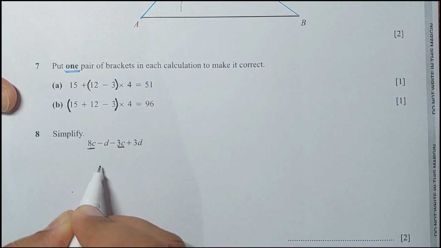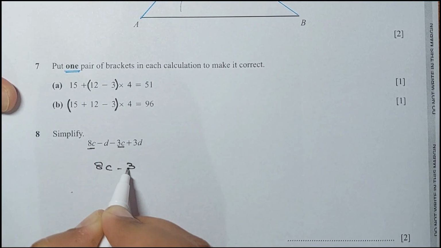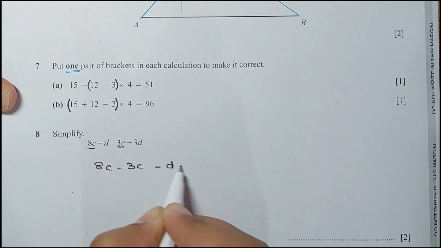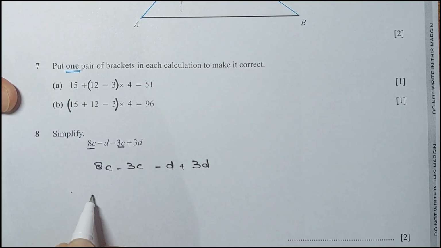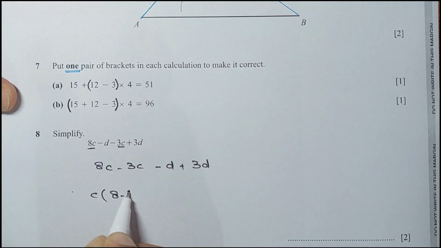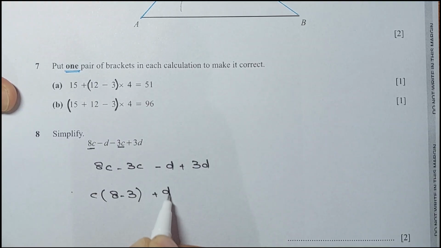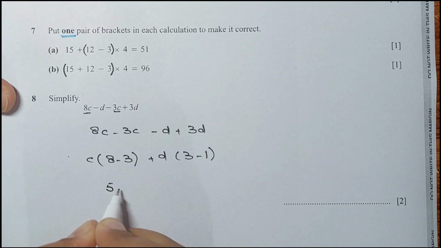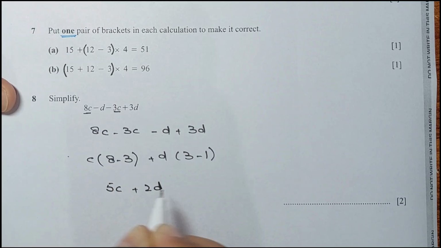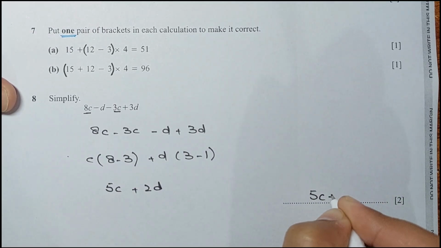So the C and the C is 8C minus 3C, and the D is minus D plus 3D. Okay, take C common, 8 minus 3 is left. Take D common, we have 3 minus 1. This is 5C plus 2D in simplest form. 5C plus 2D.